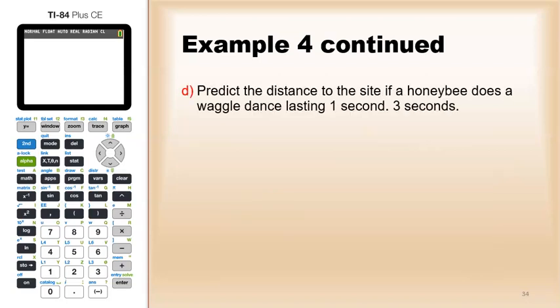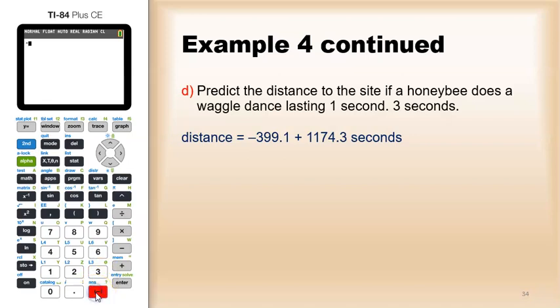All right, if I want to predict the distance to the site if a honeybee does a waggle dance lasting 1 second or 3 seconds. Well, first off, let's get our equation. So put those pieces of information together from before. We found the intercept was negative 399.1 plus 1,174.3 times the seconds.